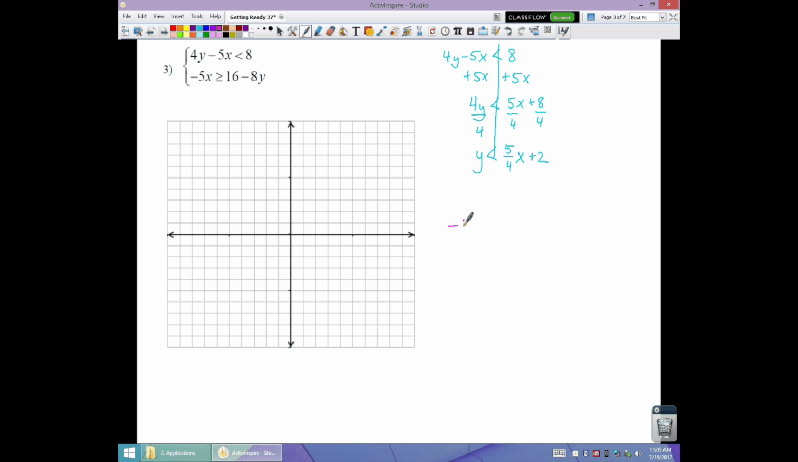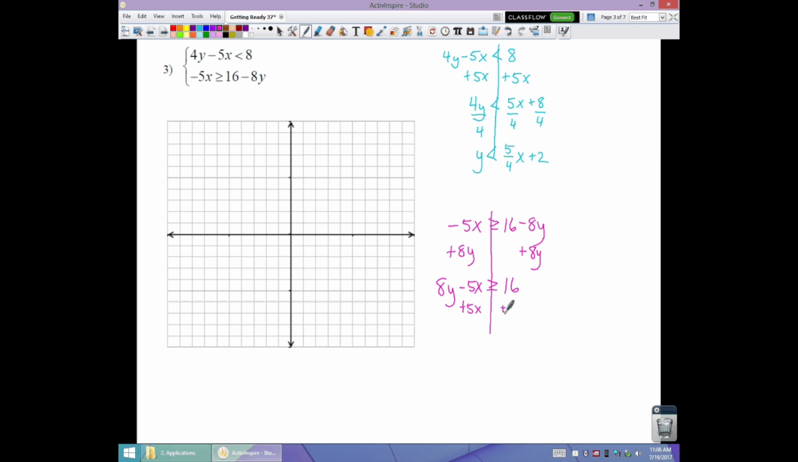The other inequality, negative 5x greater than or equal to 16 minus 8y. Now, on this one, our y variable is on the, I don't want to say the wrong side, but the side that we're not used to seeing it. So let me talk about 2 ways you could do this. One is, if you want it to be on the left, you can just add 8y to both sides. It's one additional step, and now we're looking at the 8y exactly where we're used to seeing it, on the left-hand side.